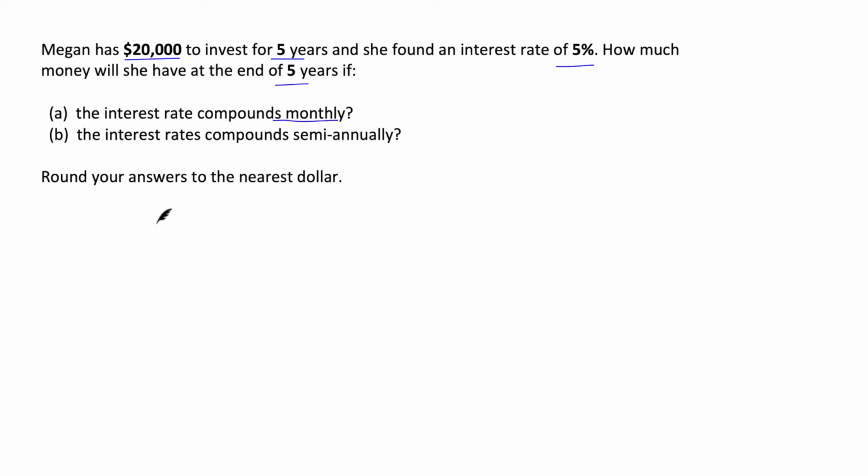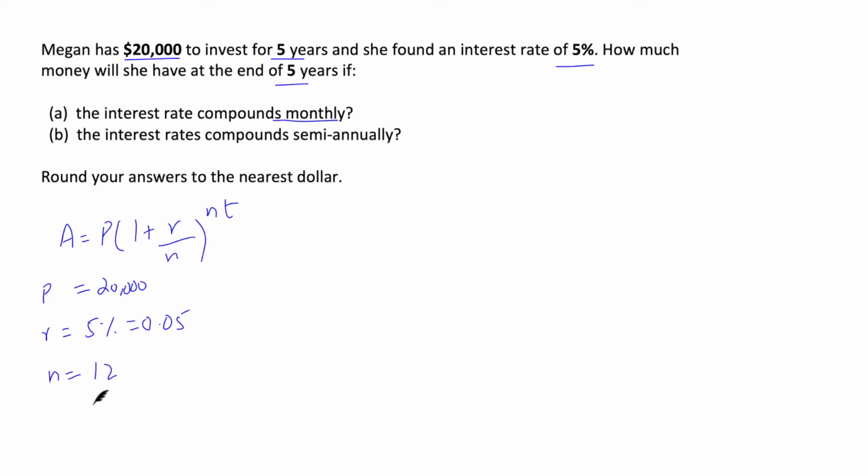So we need to use the compound interest formula, which is A equals P into 1 plus r over n, raised to power nt. Our principal amount is basically 20,000. The rate is 5%, which is 0.05. n is, if it is compounded monthly, you should remember n equals 12 and t equals 5 years. We have all our values. Just plug in the values into this formula and we will have our answer.